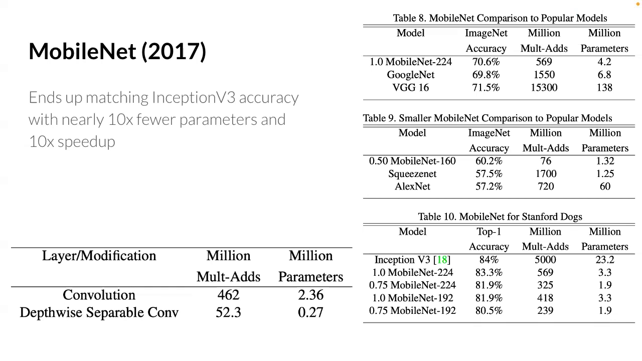Yeah, and you can see when they change the network from regular convolutions to depth-wise separable convolutions, they reduce the number of multiply-adds by a factor of 9, and the number of parameters also by a factor of 9 or 10. And so that made the network a lot lighter, a lot faster, while being able to preserve accuracy fairly well.